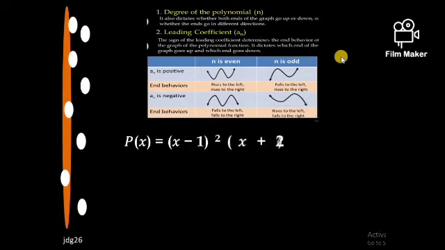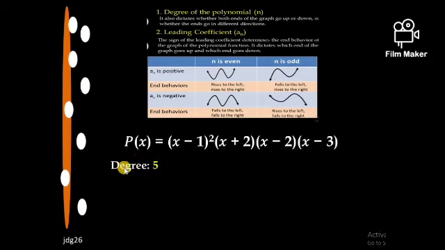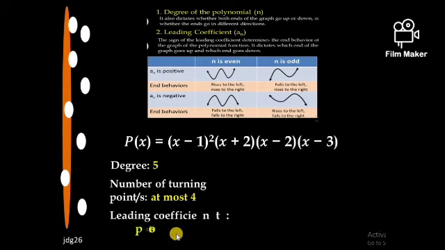So, let's have the same example na polynomial function kanina. Since the degree is 5, and the number of turning points is at most 4, and the leading coefficient is positive. Paano natin nalaman na positive? So, kunin lang natin yung mga coefficients ng variable x. So, we have 1, naka-square siya. So, 1 times 1, times positive 1, times positive 1, times positive 1. Actually, ang sign lang naman na kailangan natin makuha dyan, and that is positive.